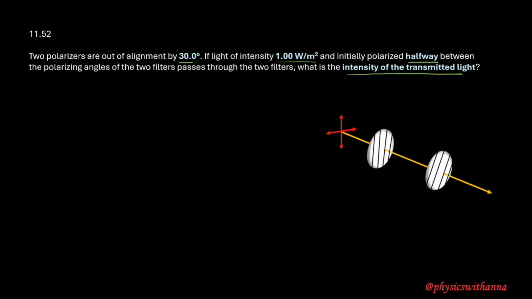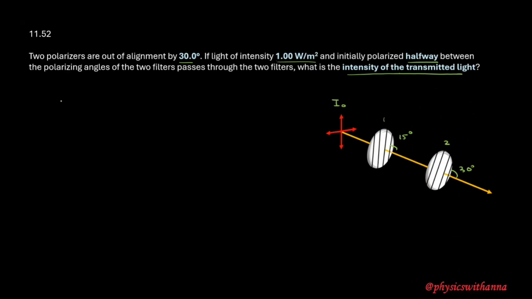So here in this question we have two polarizers which are out of alignment from each other by 30 degrees. If I have polarizer 1 and polarizer 2, polarizer 2 is making an angle of 30 degrees with respect to polarizer 1, whereas light of intensity I naught is initially polarized halfway between them. That means polarizer 1 is making an angle of 15 degrees, which is half of 30, with the vertical. We need to find the intensity of the transmitted light.